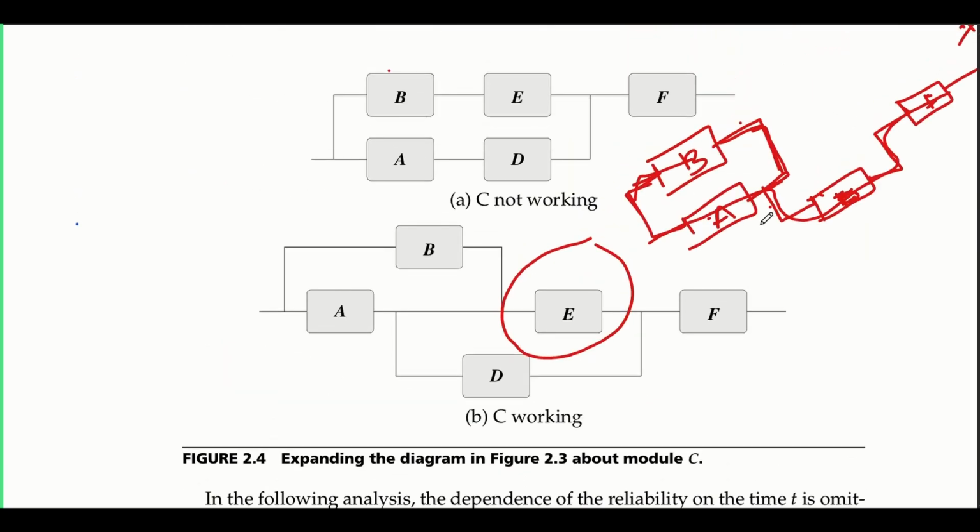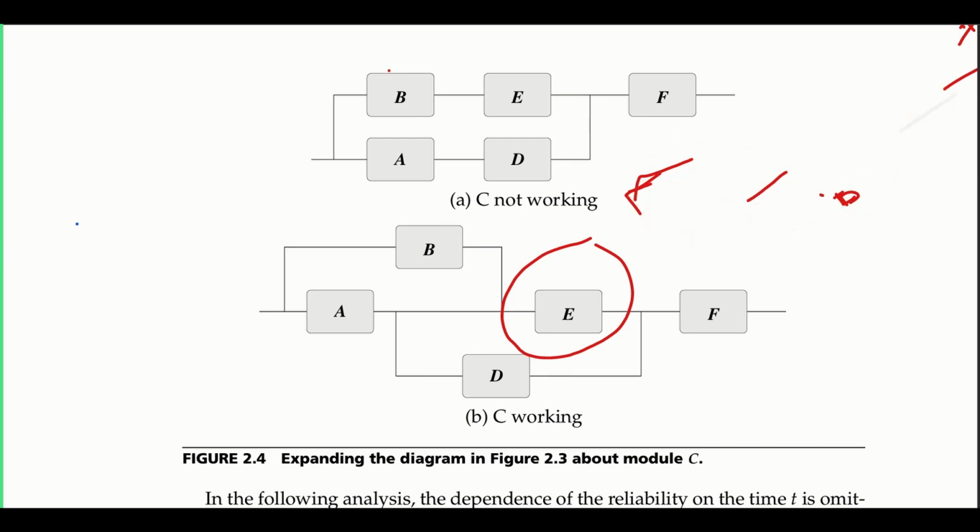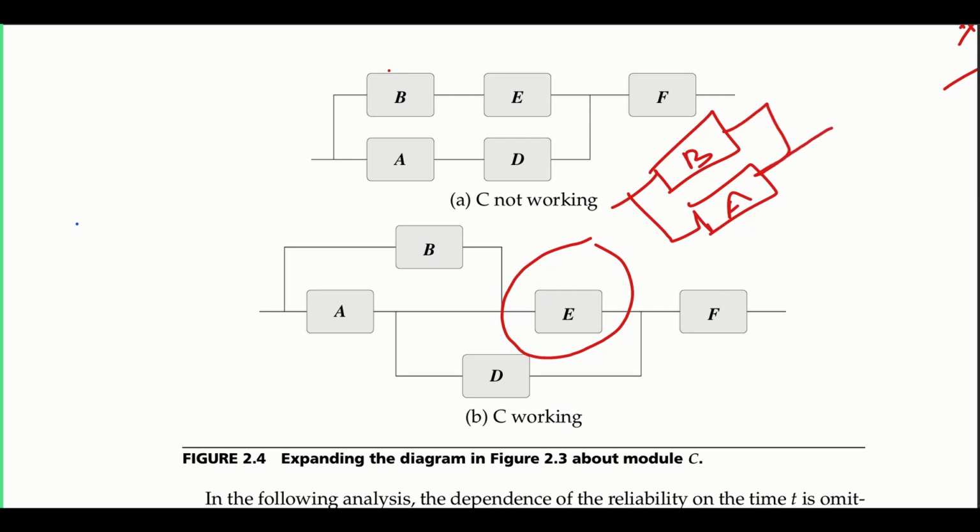Now, you have to come and find for the flip side when E is working. So you realize that when E is working, then your reliability diagram changes, right? So this time you have to draw this. You have to draw B, you have to draw A, and you have to show E as a short because it's working. You also have to show F, and you have to show D, right? D comes from here to here. So this is D.